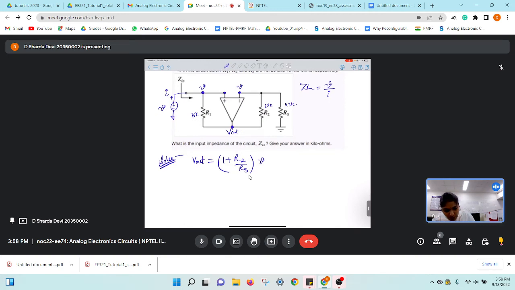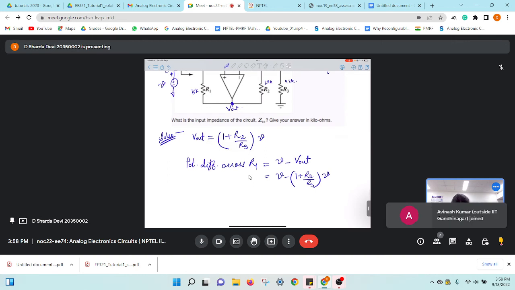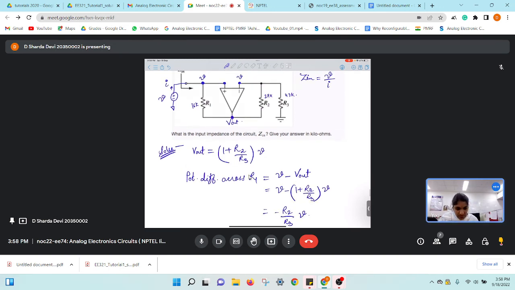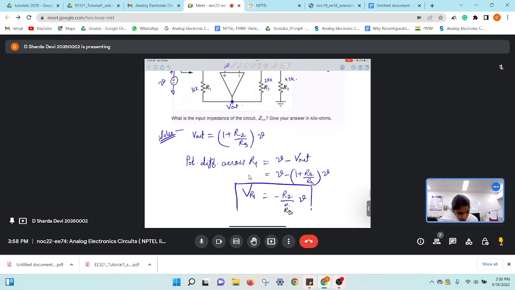Now if you closely observe across R1, the potential difference across R1 is v minus V out, right? So that is v minus (1 plus R2 by R3) into small v, which is minus R2 by R3 into v, right? This is the potential difference across R1, so let's say V R1. This is clear?